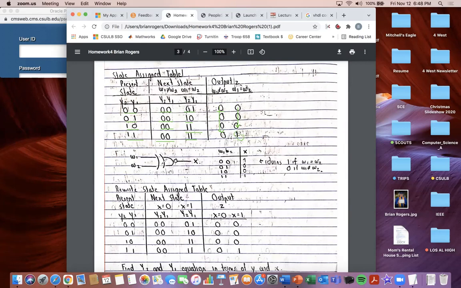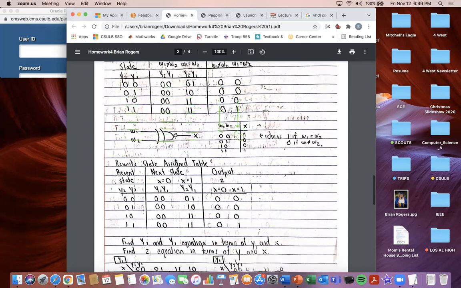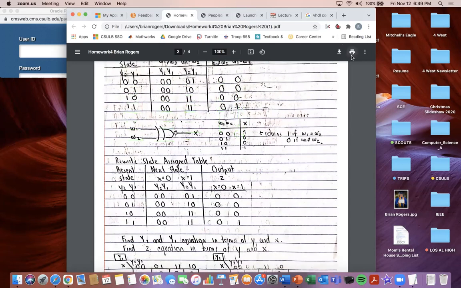For this, I'm going to try to explain this really well. It's an exclusive NOR gate. The reason I put this here is because when I had to write the equations, I couldn't write W1 not equal to W2 or W1 is equal to W2. So I had to substitute this expression up here with a variable. So what I did is I created an exclusive NOR gate.